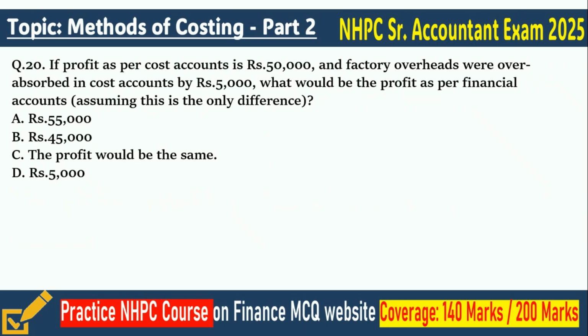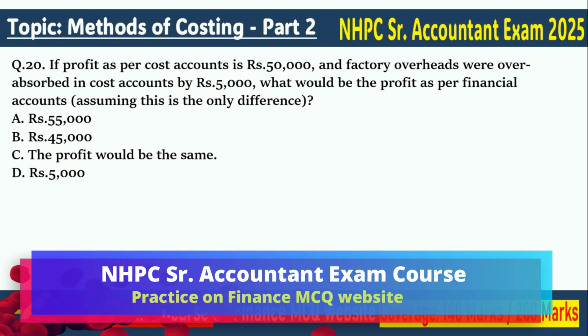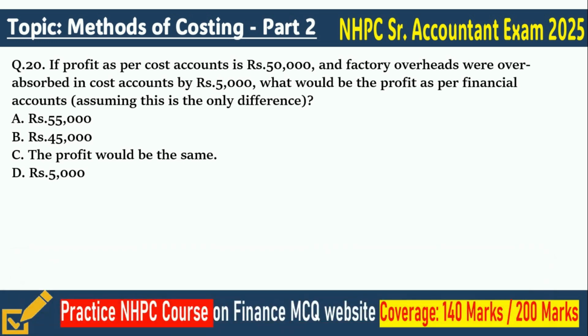Next question. If profit as per cost accounts is 50,000, the factory overheads were over absorbed in cost accounts by rupees 5,000. So, what would be the profit as per financial accounts? Assuming this is the only difference. Option A 55,000, option B rupees 45,000, option C profit would be same in both profit as per financial accounts and profit as per cost accounts. Last option rupees 5,000. So friends, think for the correct answer here.